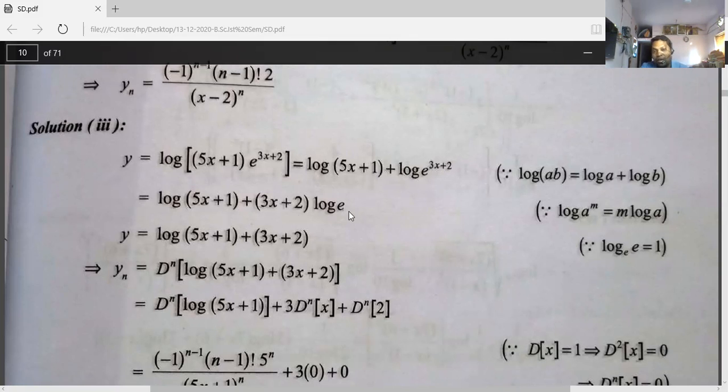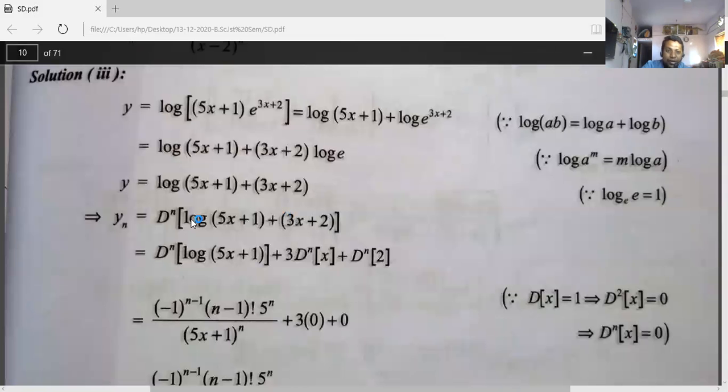Already you know, log e, if you don't write 10, then that is understood to be base e. That's why log e to the power log e base e is equal to 1, which you are writing. That means this will become 1. Now that is 1, which means we get log of 5x plus 1 plus 3x plus 2. Okay, now here you take the nth derivative.